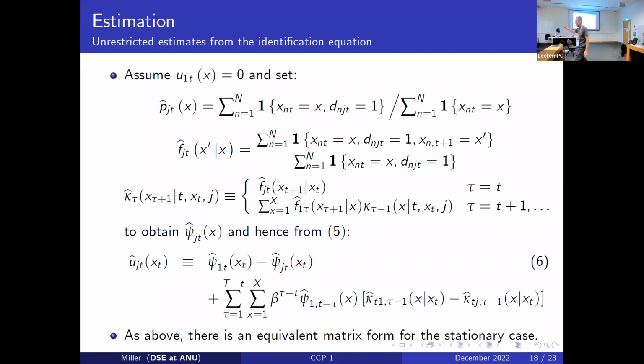One more time. Suppose we know the distribution of the epsilons, type 1 extreme value, nested logit. Actually, not even that. If we know the nested logit, we actually know the sigma parameter, the correlation. Okay.